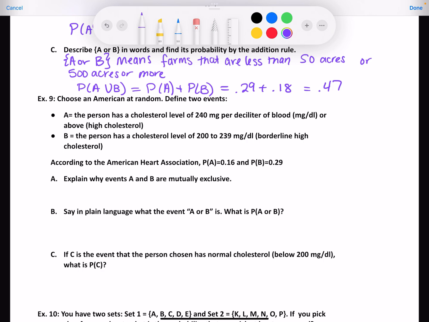So a person has either high cholesterol or borderline high cholesterol.